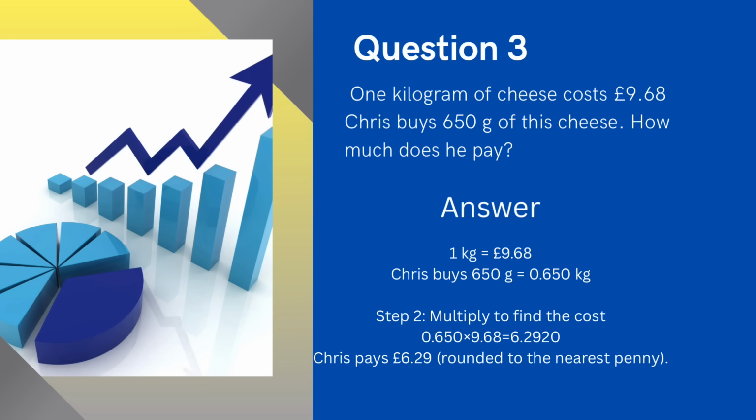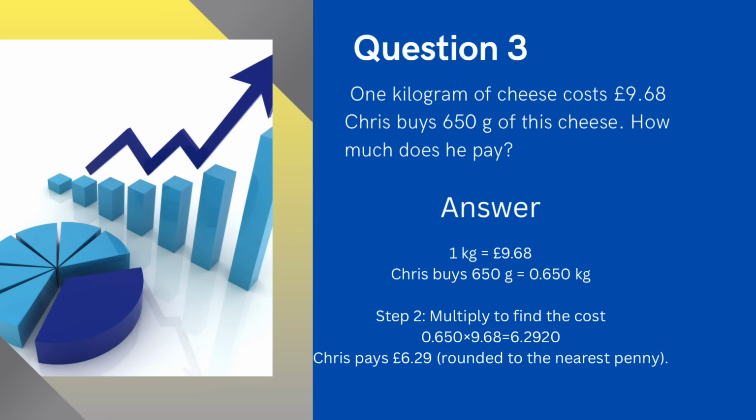Question 3. 1 kilogram of cheese costs £9.68. Chris buys 650 g of this cheese. How much does he pay? Answer. 1 kilogram equals £9.68. Chris buys 650 g, which equals 0.650 kilograms.